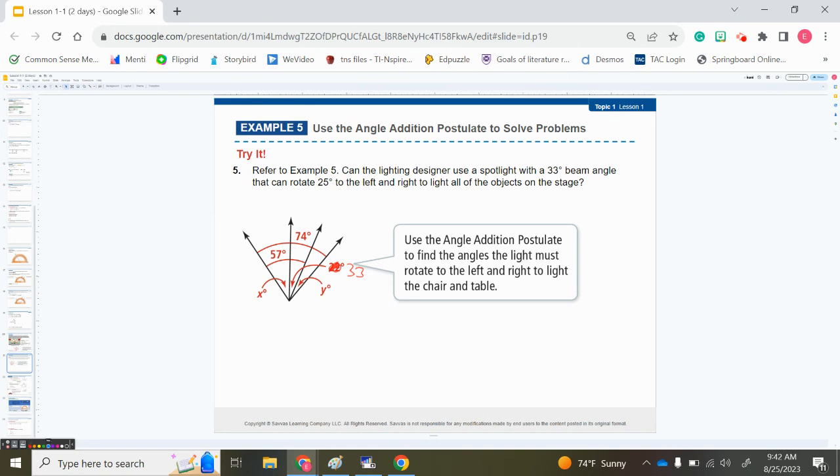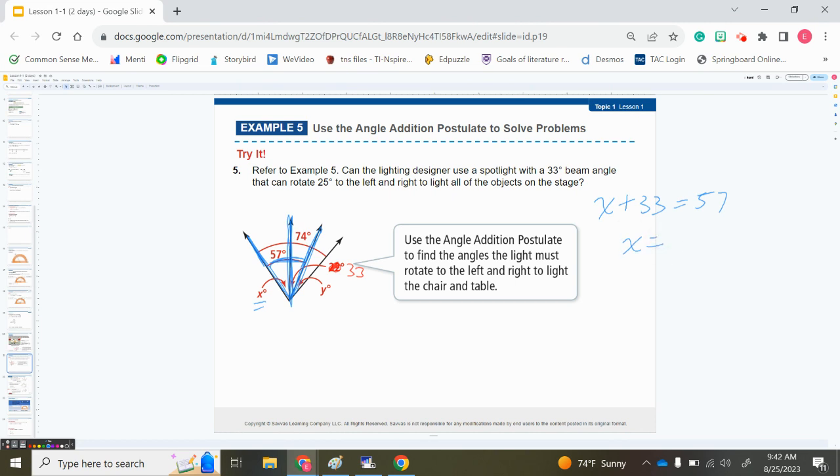Don't be afraid to draw things out and muck them up, right? Especially using colors, it'll help out so much. All right, so to solve for x, I know that I have this entire angle with this as my ray that breaks it up. I also know I have this 57, and I don't know what this guy is. So this is going to be x plus 33 equals 57.